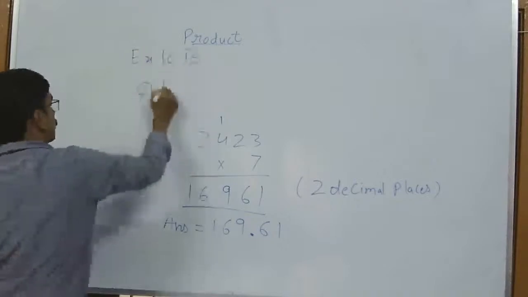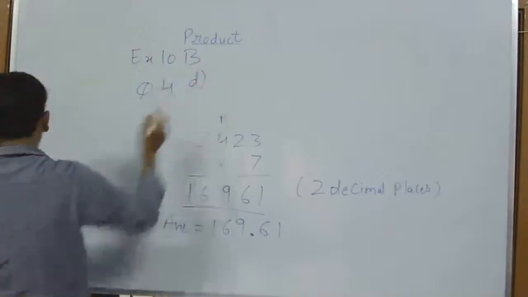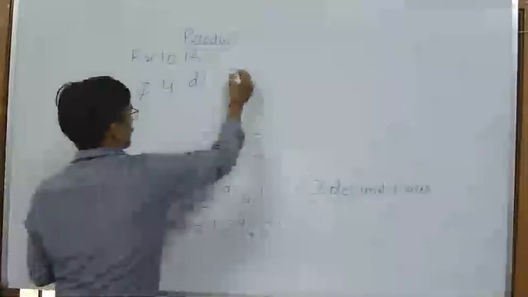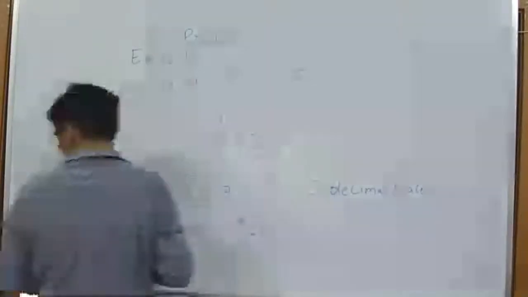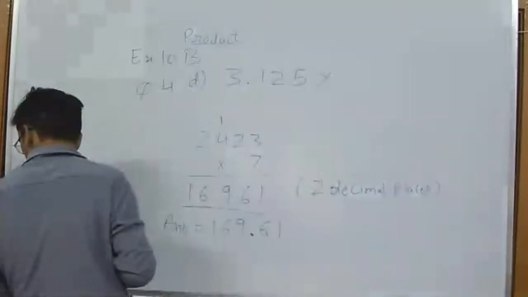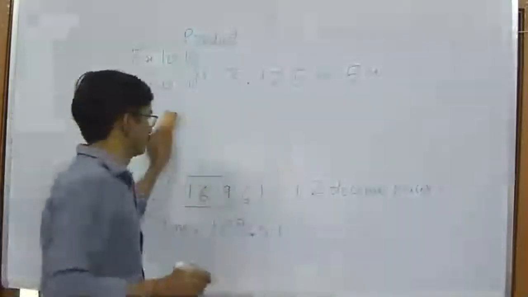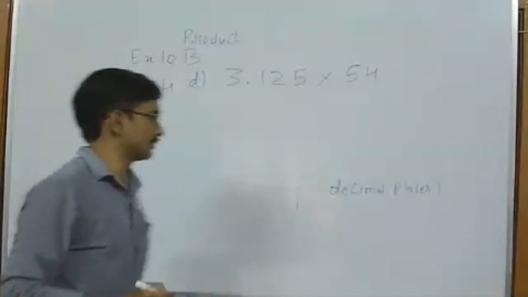Now, if I take a question from your exercise 10B, question number 4, last one, D. What is the question? 3.125 multiplied by 54. How are you going to do it? Just tell me how many decimal places are here.